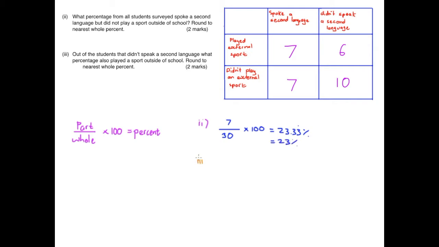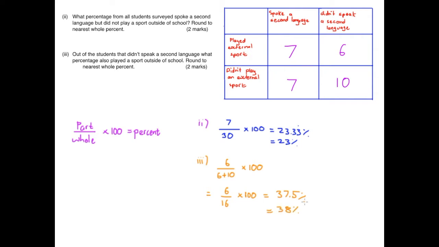The only difference with part 3 is the values used. For this, we'll divide the number of students that didn't speak a second language but did play a sport, 6, by the total number of students that didn't speak a second language, 6 plus 10, 16, and then multiply by 100, which rounded to the nearest whole gives us 38%.